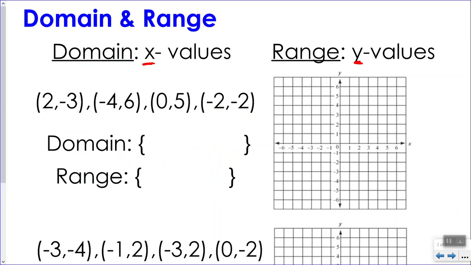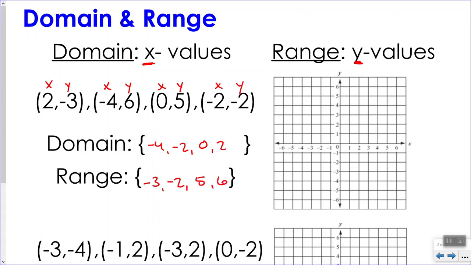So if I'm given a set of ordered pairs, remember that my domain is my x values, so we can go through and identify our x and our y coordinates. And so my domain is going to be 2, -4, 0, and -2, and we always put those in order from least to greatest. And my range will be the y values, so -3, 6, 5, and -2. And we put those in order.